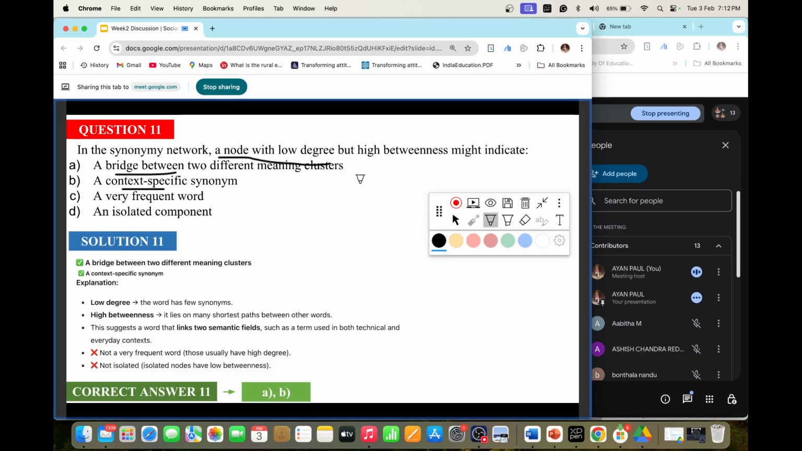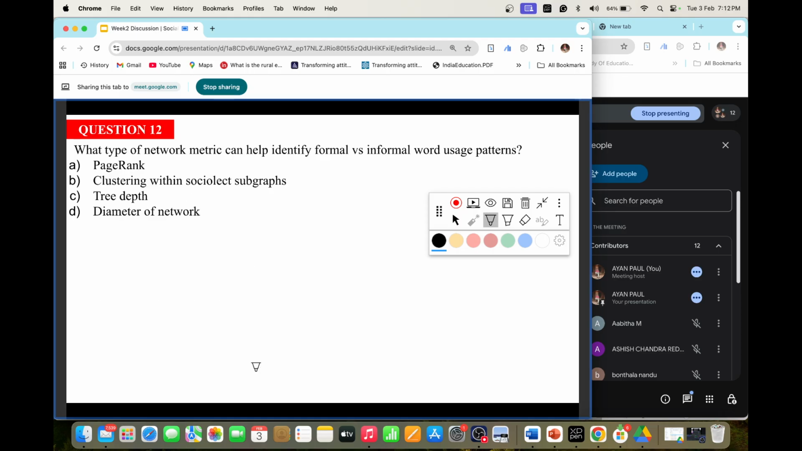So a bridge between two different meaning clusters, a context specific synonym. Okay, so low degree, the word has few synonyms. High betweenness, it lies on many shortest paths between words. This suggests a word links semantic fields, such as terms used in both technical and everyday contexts. Not a very frequent word, that is false. Not isolated, so this is also false. Isolated nodes have a low betweenness. So option A as well as option B is the correct answer.